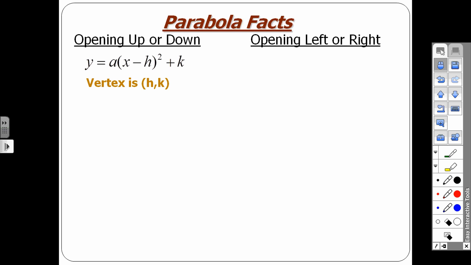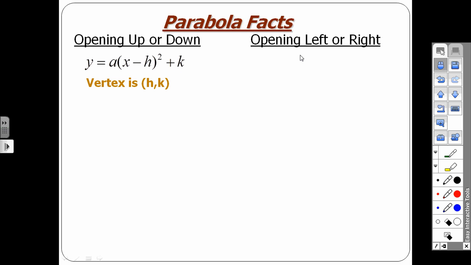So first of all, the opening up or down, that's your standard equation that you guys are used to that we talked about last semester. The y equals x squared, basically. But if you put it in vertex form, it is y equals a times (x minus h) quantity squared, plus k. And you can read off h and k as your vertex, right?